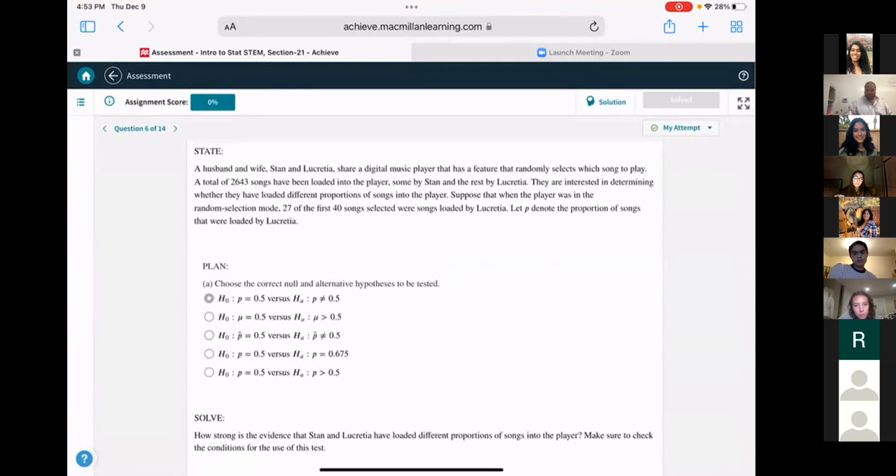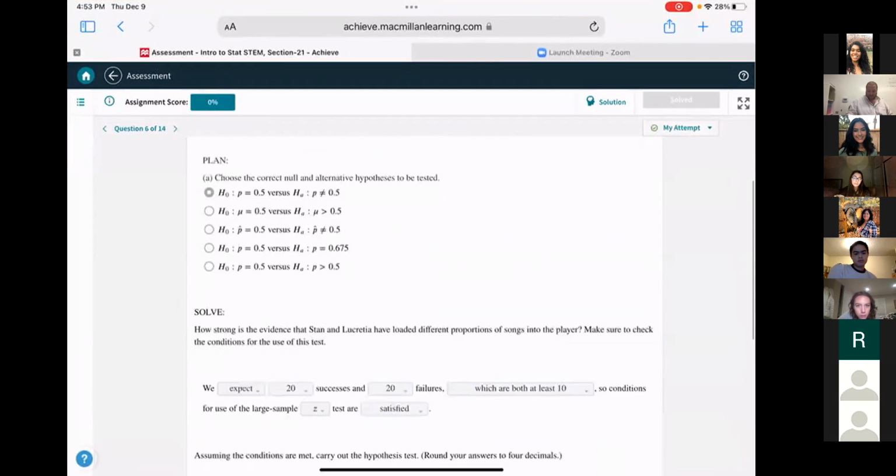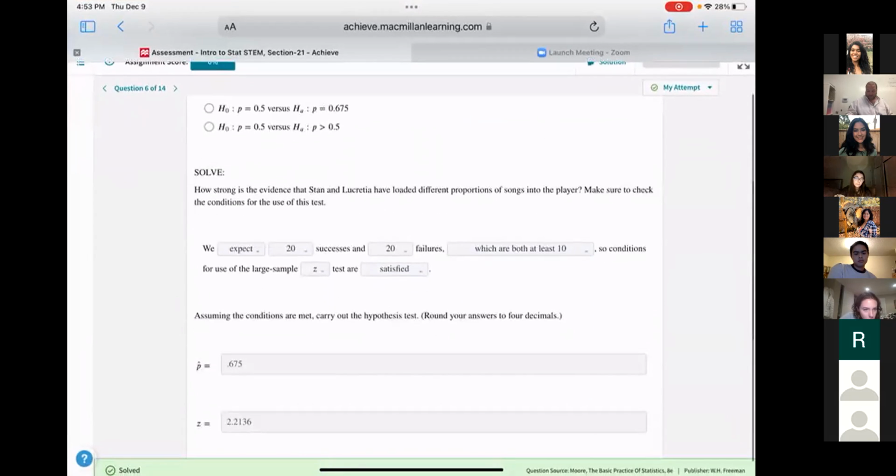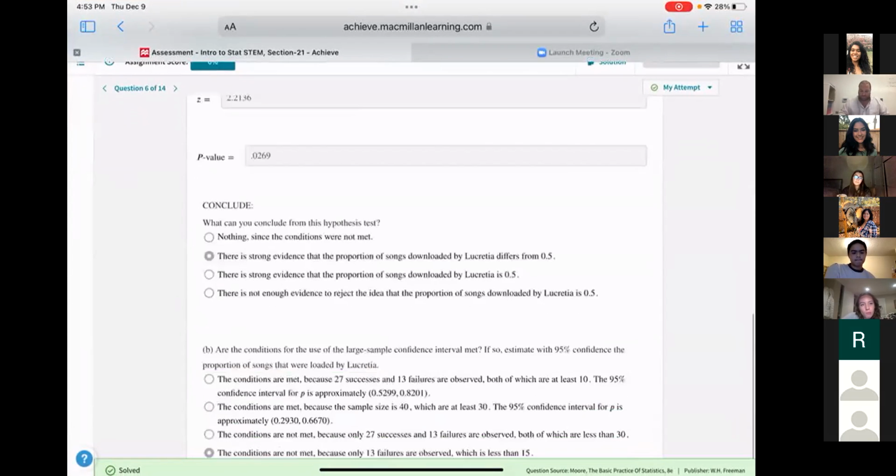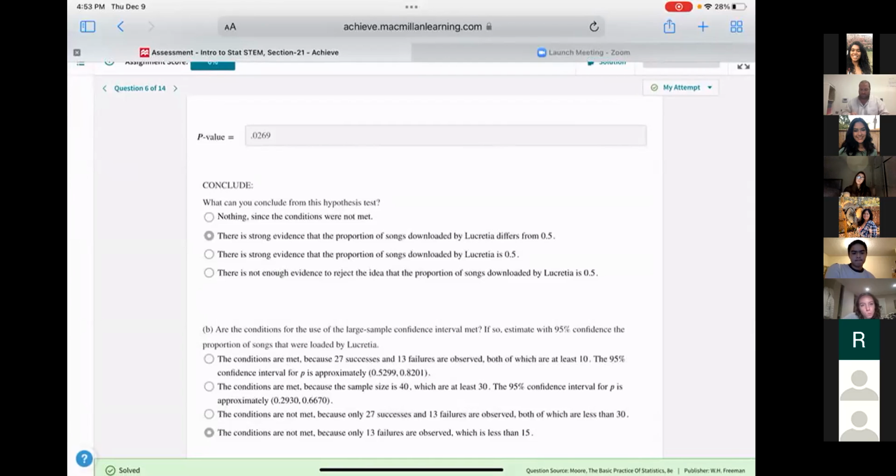Yep. Okay, so where I was confused was here because it said we expect or hear the 20 successes and failures, which are both at least 10. So the conditions for the large sample Z test are satisfied. And then it asked if we could do the large sample confidence interval, and you would think yes, because they're both at least 10, but then it says no because they're less than 15. The failures there's 13, which is less than, I don't know if you can see right here. That's why I got confused.